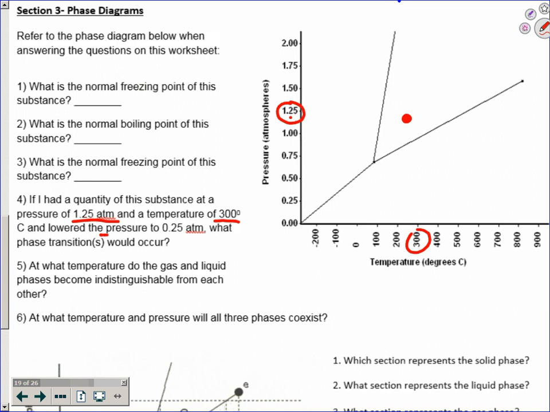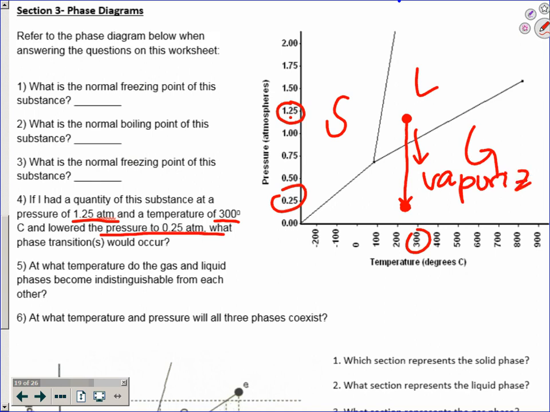And then it says you lower the pressure to 0.25 atmospheres. So does it say you change the temperature? No, so you're dropping from 1.25 all the way down to where the 0.25 exists. So we transition from what to what? Liquid to gas. So what phase change is that? Vaporization, boiling, something like that. Okay, so they like to ask questions like that. So if you feel good about that, give me a thumbs up. It's just plotting points on a graph and interpreting the transitions that are occurring.